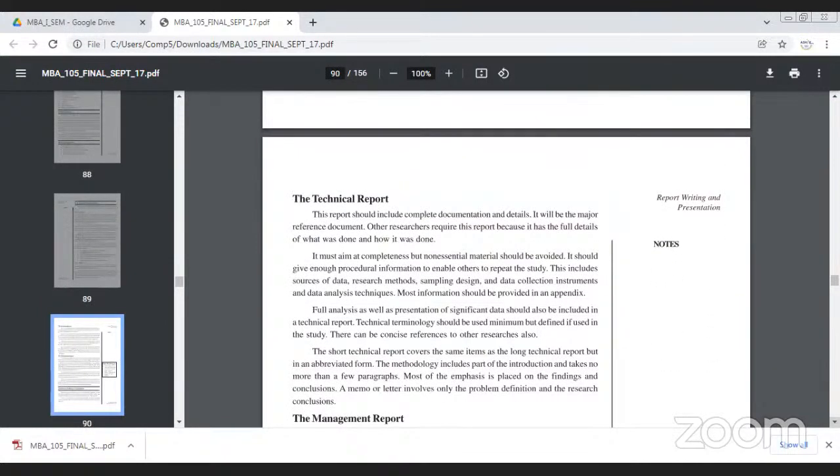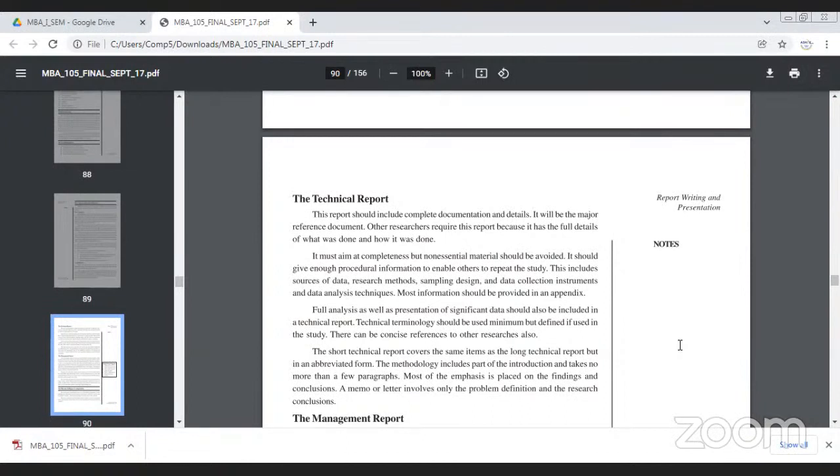The technical report should include complete documentation and details. It will be the major reference document. Other researchers require this report because it has the full details of what was done and how it was done. It must be comprehensive, but unnecessary material should be avoided. It should give enough information to enable others to repeat the study.